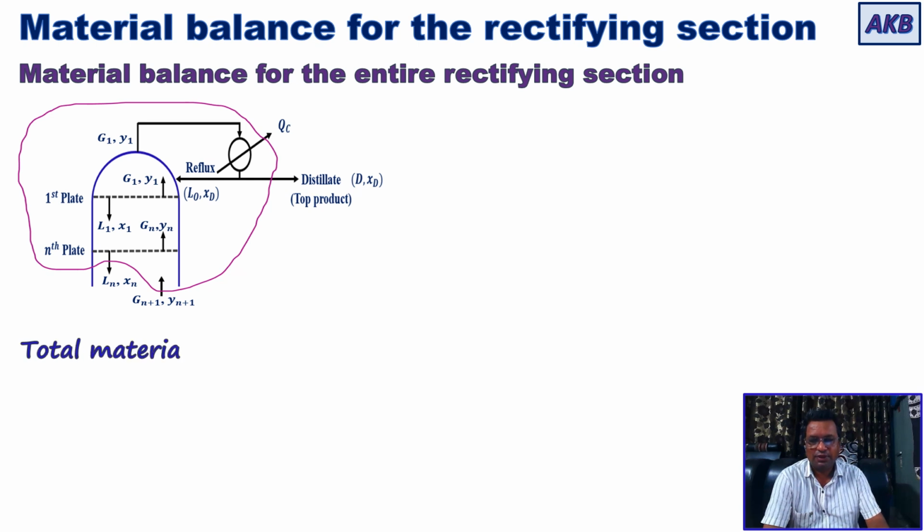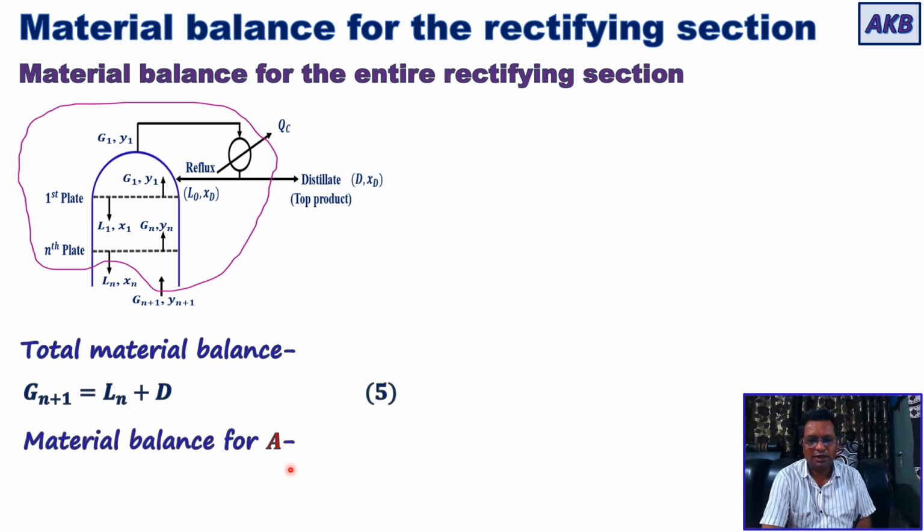Again, we are discussing material balance at steady state. Input is equal to output. Now you can easily tell the material balance will be written as given in equation number 5. So it will be Gn plus 1, that is input, is equal to output. There are two outputs. One is Ln. So Gn plus 1 is equal to Ln plus D. Input is equal to output.